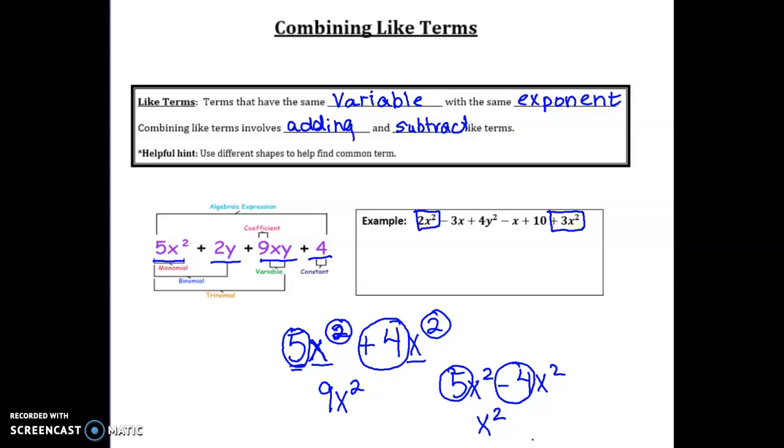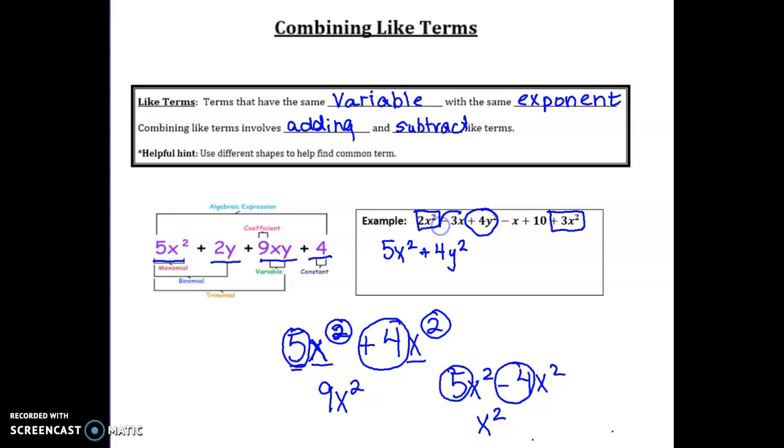Okay, so 2 plus 3 is 5, and we don't want to forget about our x squared. The variable and the exponent stay the same. Okay, now if I looked at the next variable, I've got y squared. Now there's nothing I can combine with 4y squared, so I'm just going to write plus 4y squared, okay, because I had a plus before it.